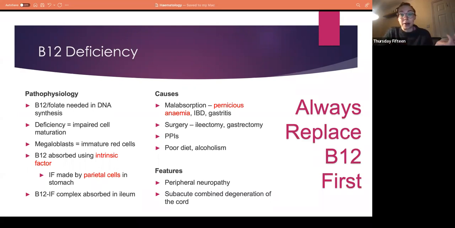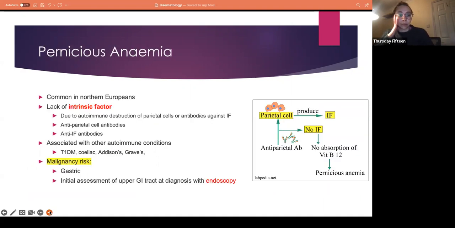So if you replace the folate and you keep letting the B12 get lower and lower, it can precipitate those neurological complications. So to treat it, you just prescribe IM cobalamin, and you can give it a few times a week for 2 weeks, and then every 3 months for life. And you can give oral folate to replace that as well.